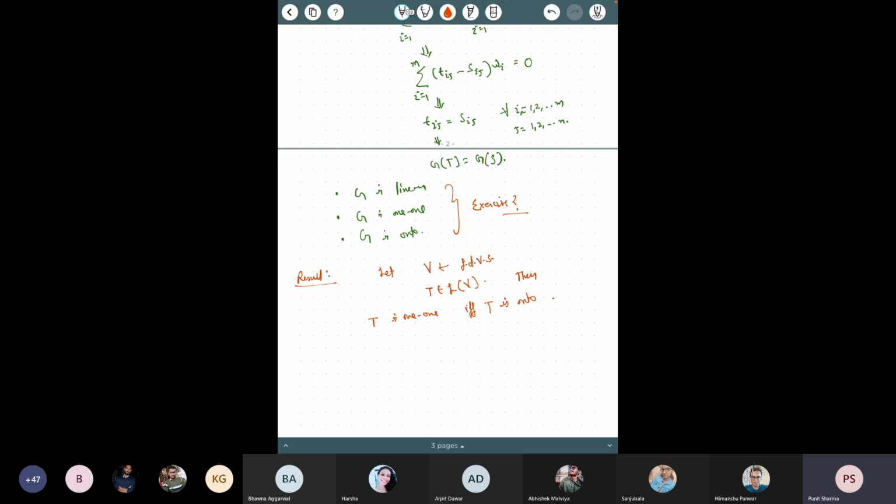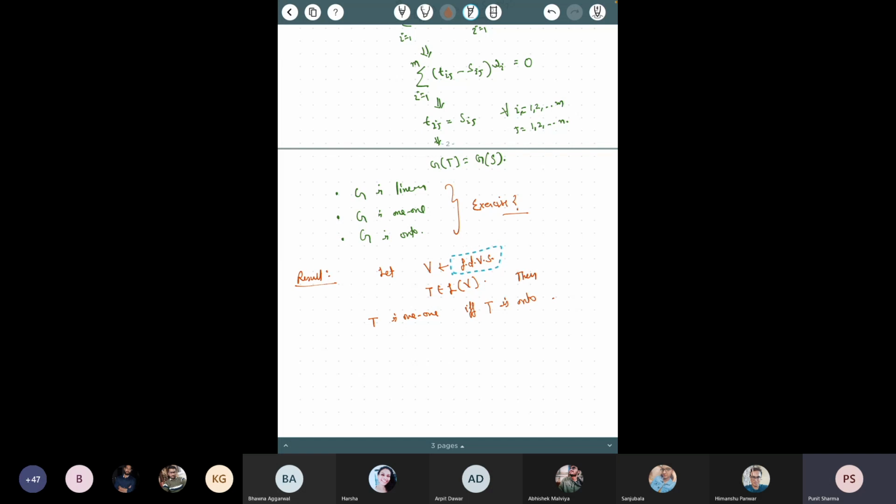So if we have a finite dimension vector space, and a linear operator, that is, a linear transformation from V to itself, then one-one-ness and onto-ness are the same. So here the assumption that V is finite dimensional is important. I'll give you an example where it is not true if V is not finite dimensional.